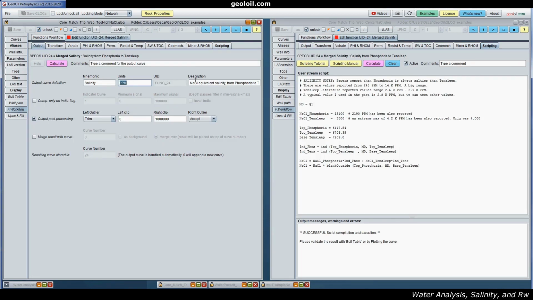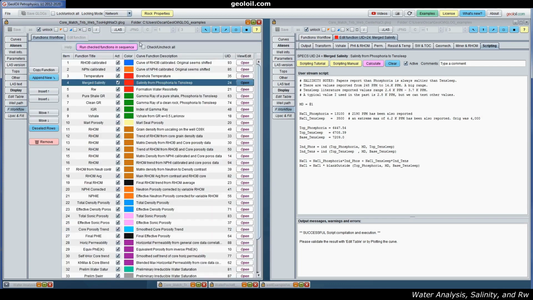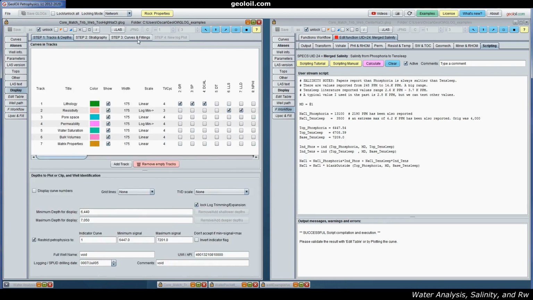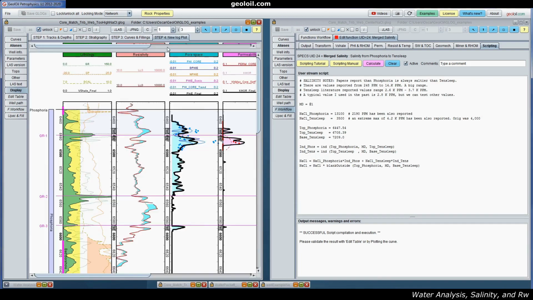But many other computations depend on that salinity, so you have to update your full model. You go to function workflow, all the equations, toggle off, toggle on. When you click run all check functions in sequence, you update your whole model. Let's do that. Okay, let's see the results. Go to display and see how it behaves.